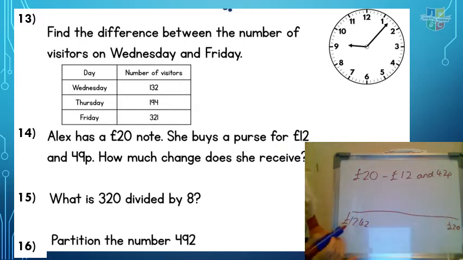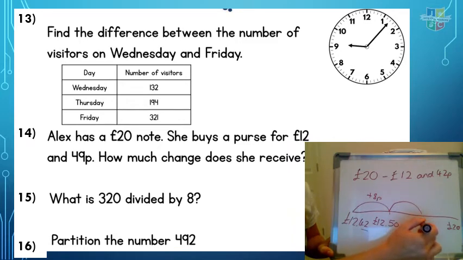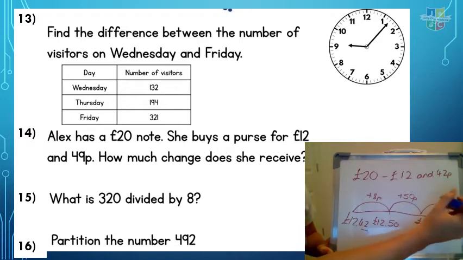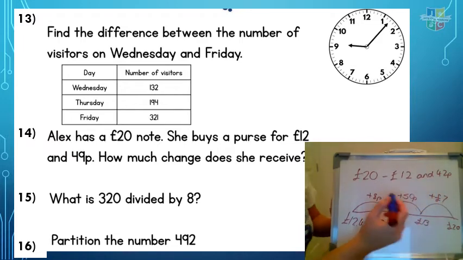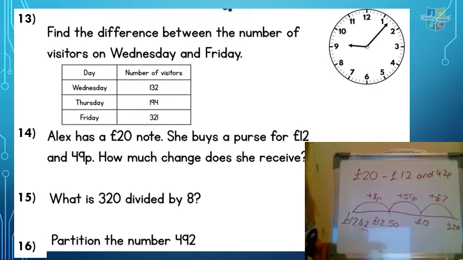I could go to my next 10, so after 42 it would be 50. And my pounds will stay the same, so £12.50. To get from 42 to 50, I'm adding 8 pence. Then I can go up to my next pound. I know there's 100 pence in a pound, so to get to 13, I'm going to add 50 pence. And to get from 13 to 20, I'm going to add £7. So I can see if I add all these numbers together, it will be £7 and 58 pence.